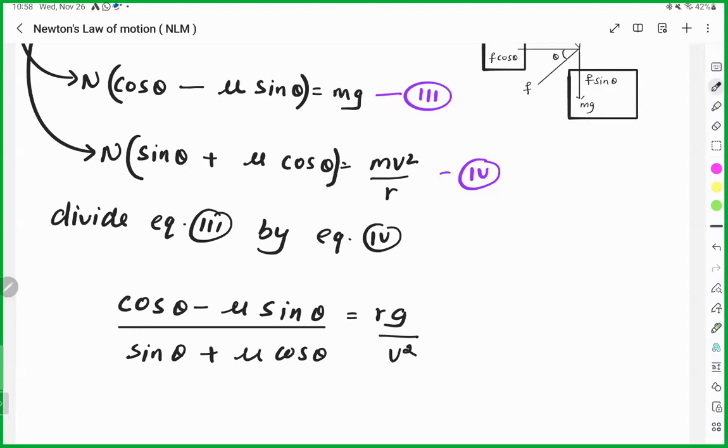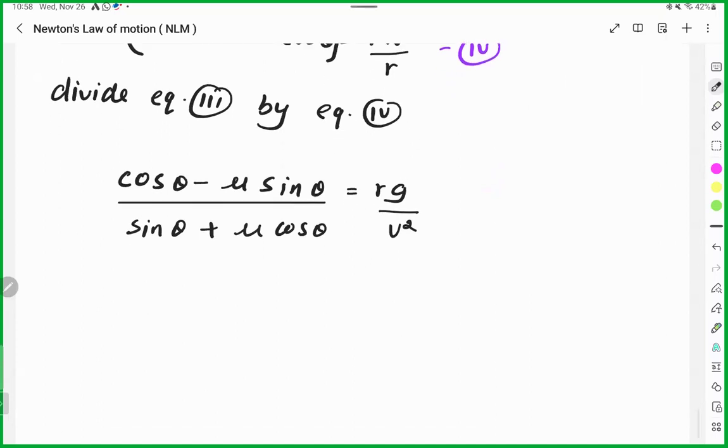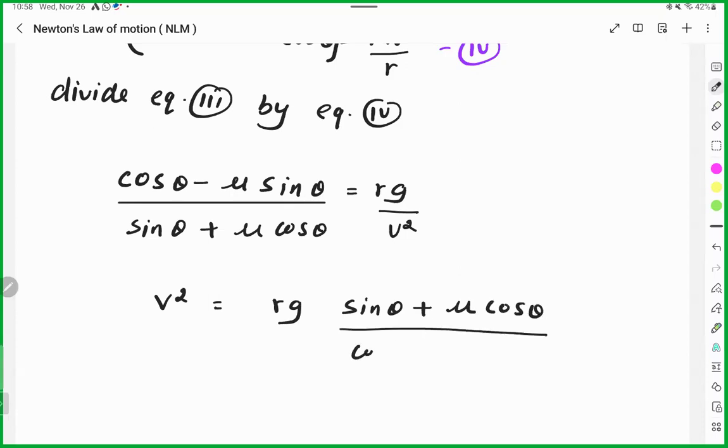Any doubt? We want to calculate the velocity. What should be the velocity of the vehicle so it does not slide down? So you can do cross multiply. And if you do cross multiply, v square is equal to r g, sin theta plus mu cos theta, divided by cos theta minus mu sin theta.